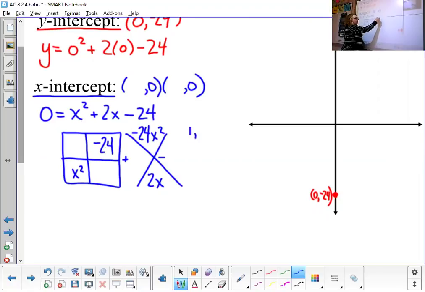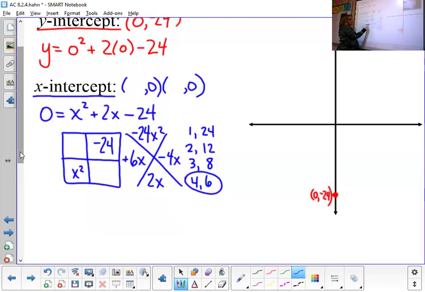I'm going to go through my factors of 24 and see which ones work for me. Since I have a positive and a negative, I'm actually finding the difference of the two numbers, and I want that difference to be 2. So 4 and 6 are going to work. 2 is positive, so I want my positive to be the bigger digits. So 6x and negative 4x. 6 minus 4 gives me 2, so I know I did that right.